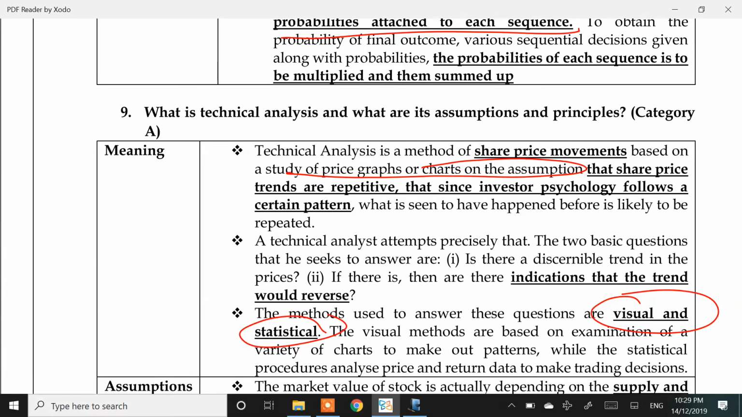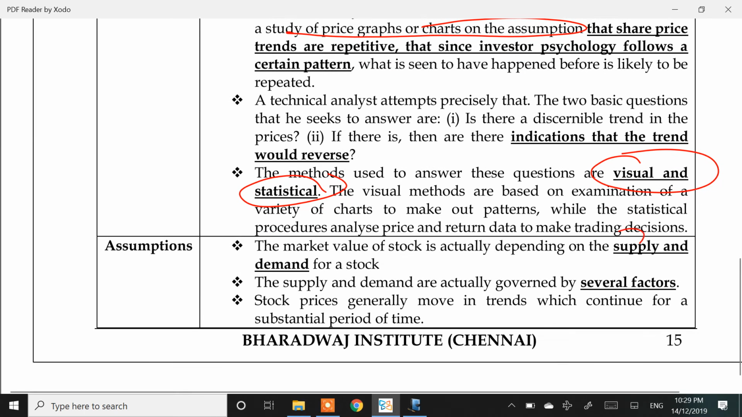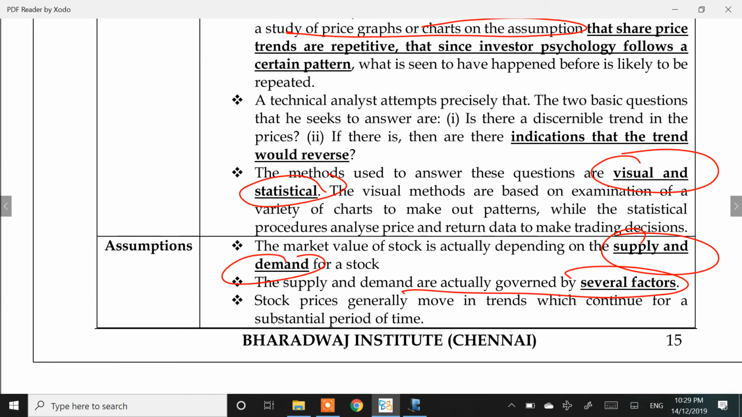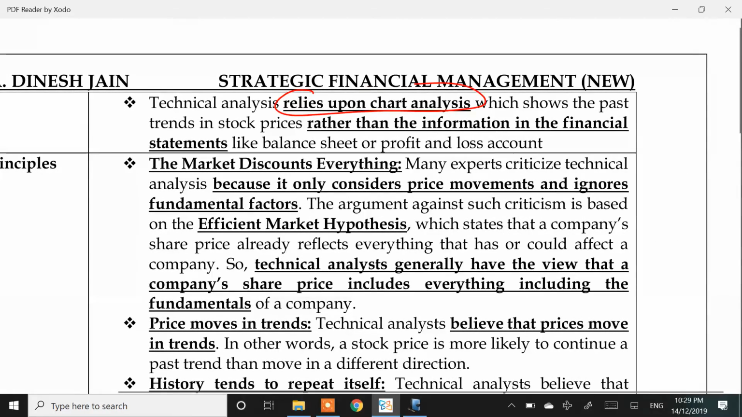Now, certain assumptions are there as far as technical analysis is concerned. The market value of the stock depends on the demand and supply gap, and the supply and demand gap is normally governed by several factors. Technical analysis says that stock price movement happens in trends, which are likely to continue for a substantial period of time. So technical analysis normally focuses on chart analysis of the past trends in stock prices and not the balance sheet and P&L of a company. I'm not really bothered about the balance sheet and P&L of a company.